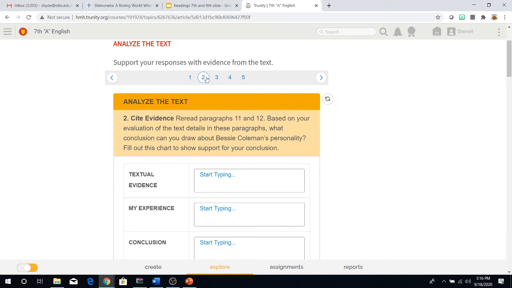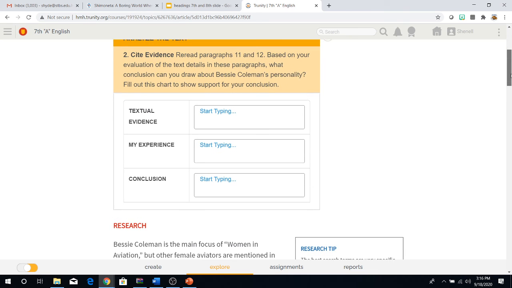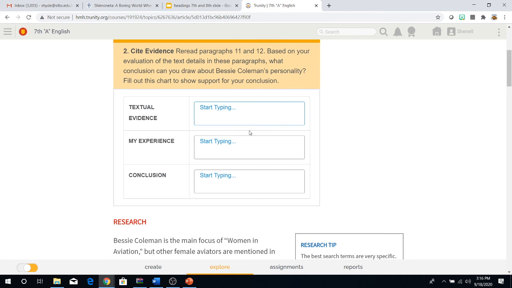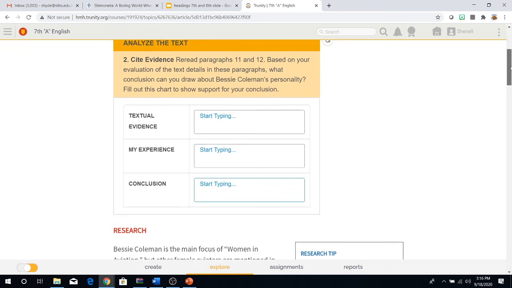Question 2. Cite the evidence. Reread paragraphs 11 and 12. Based on your evaluation of the text details in these paragraphs, what conclusion can you draw about Bessie Coleman's personality? Fill out this chart to show support for your conclusion. Textual evidence, your experience based on that, and what conclusion you can come to.